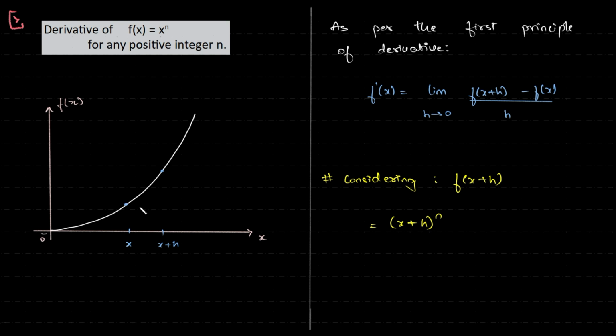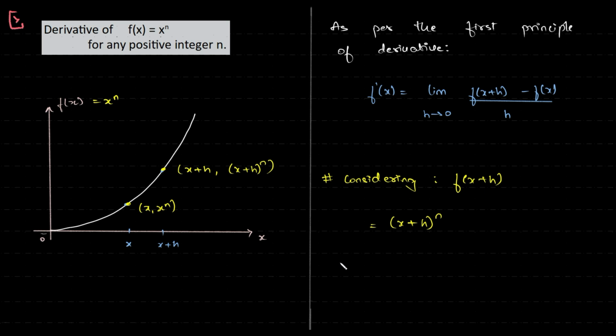Agree? So basically this point is x comma f of x, right? So f of x over here is what? x to the power of n. And this point would be x plus h comma x plus h whole to the power of n. Does it make sense? It should. It's just a matter of substitution. That's it. Now we need to expand this.